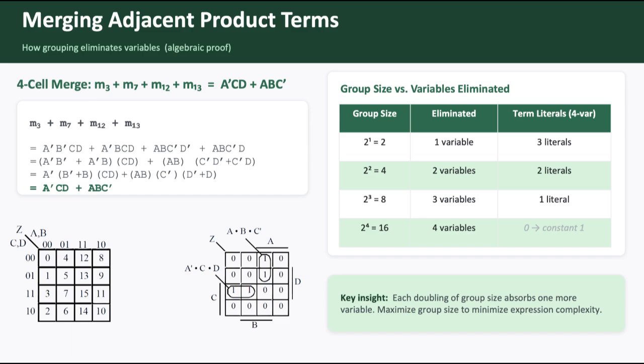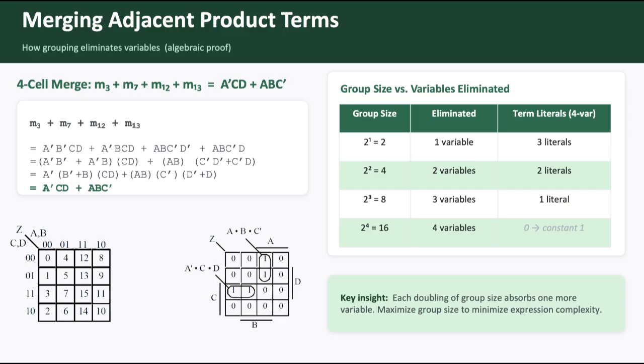Working through the algebra, the expansion gives A prime B prime CD plus A prime B CD plus ABC prime D prime plus ABC prime D. Factoring carefully, B prime plus B absorbs to 1, giving us A prime CD. And C prime D prime plus C prime D gives ABC prime. So the minimal SOP is A prime CD plus ABC prime. On the right, the K-map with the highlighted groupings confirms this. One loop captures M3 and M7 via A prime CD, and a second loop captures M12 and M13 via ABC prime.